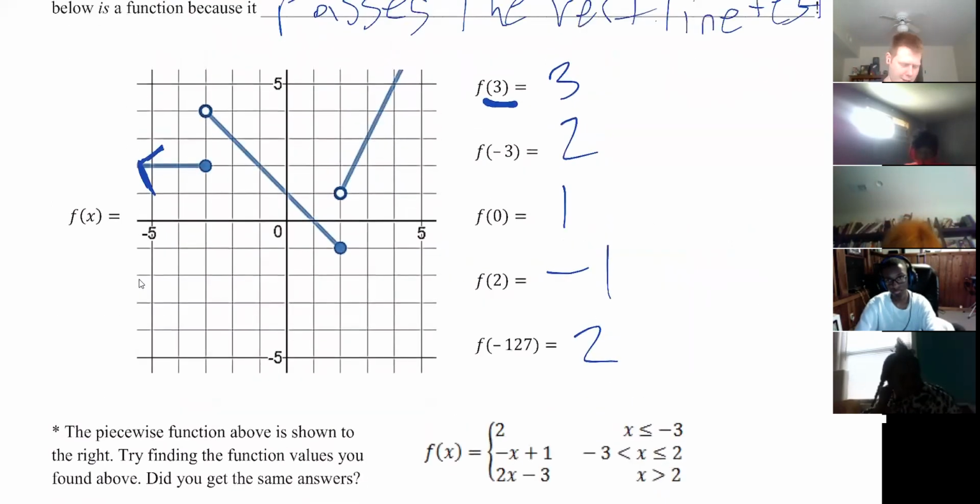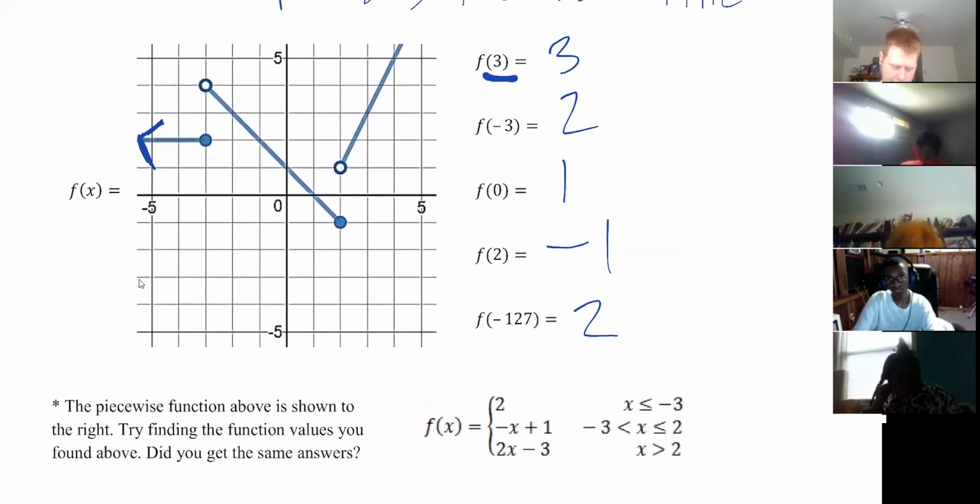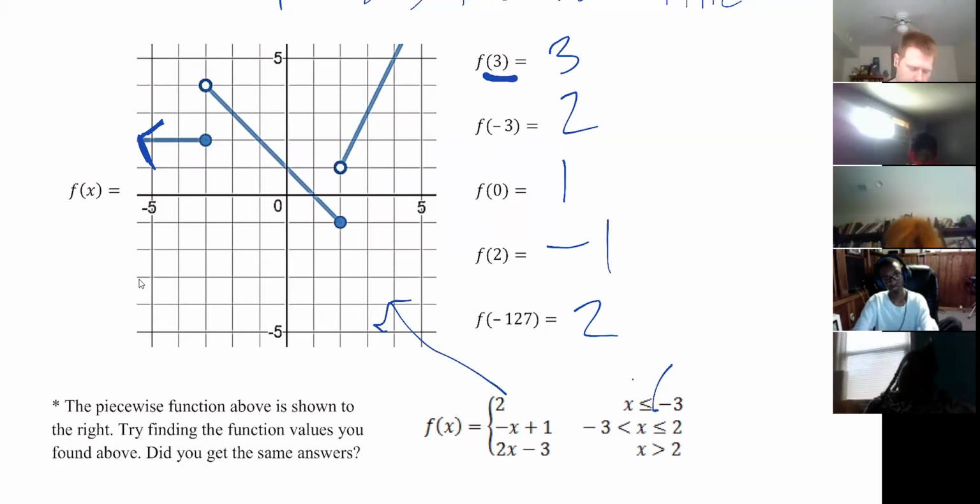I'm not going to bother doing this, but these are actually the equations that go with the line above, these restricted pieces. You could also plug these x values into here and you would get the same answers we got, just like we did in our example above. So if you want, you could double check that it holds true either way, from the graph or from these.